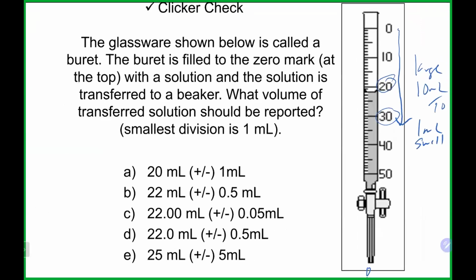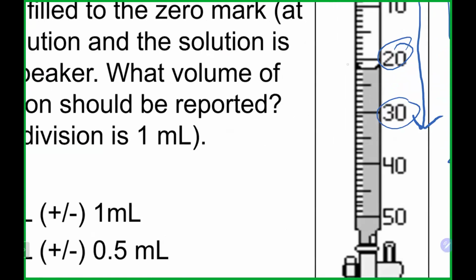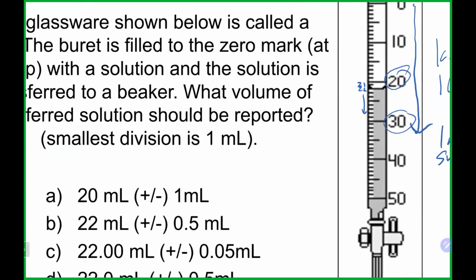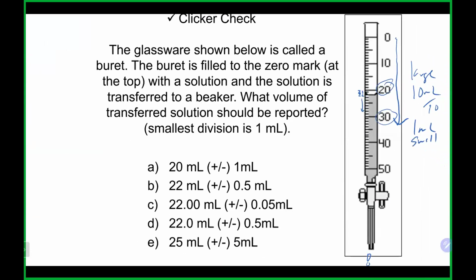And that would mean in this particular case, this is 21 there, 22, 23, 24, 25, all the way down on the smaller markings. So we know that our small marking is 1 milliliter. If we divide that by 2, it'll give us our plus or minus 0.5 milliliters. So we know we should take it to 1 decimal place in this case. Just by process of elimination, that helps us immensely here. We're going to go to 22, which does make sense.